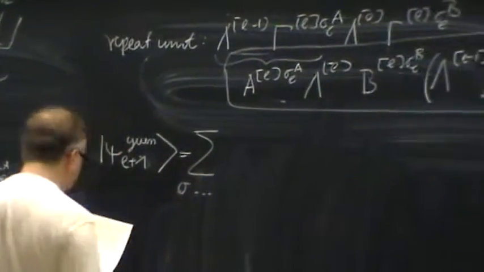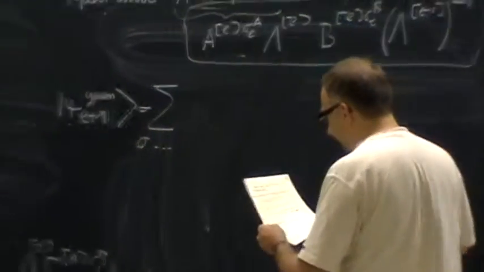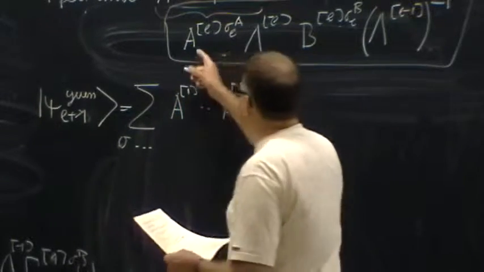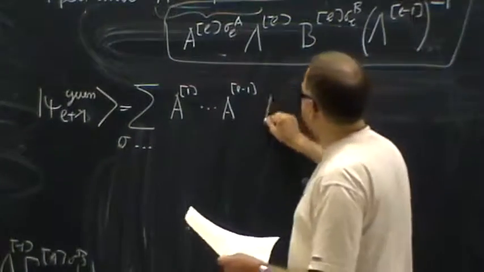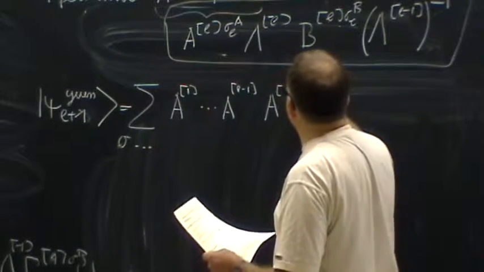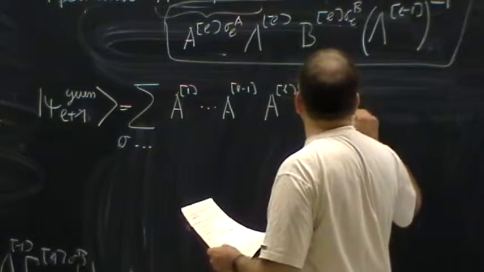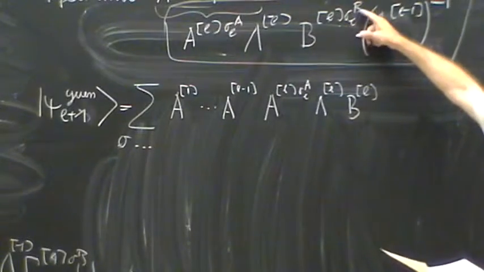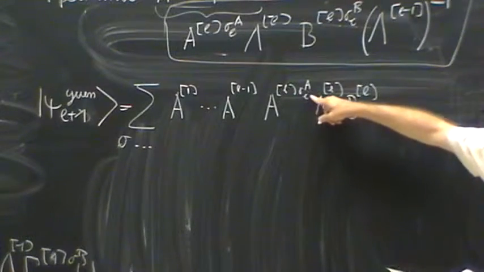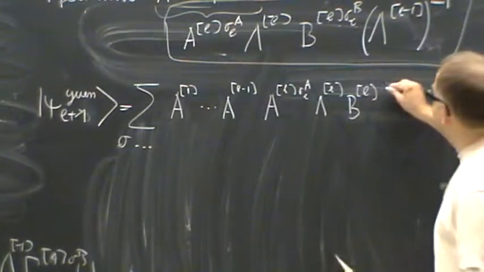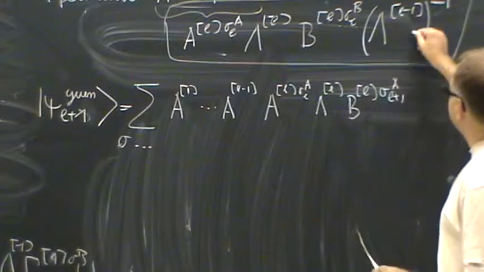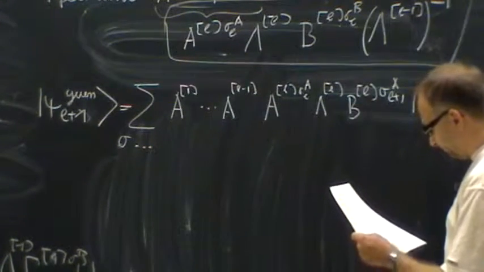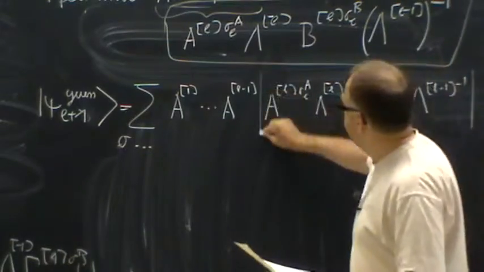Okay, I have to sum over all the sigmas. There are, of course, now many more of these guys. I come starting from A1 to AL minus 1. Then I put the center, which I already had, AL, sigma LA, lambda L. Then comes BL. But now the spin, which will sit now on the next longer side, will no longer be sigma LB, but it will be sigma L plus 1A, because your system is growing at the center. Then comes lambda L minus 1 to the power minus 1. Okay, that's sort of like the first repeat unit.